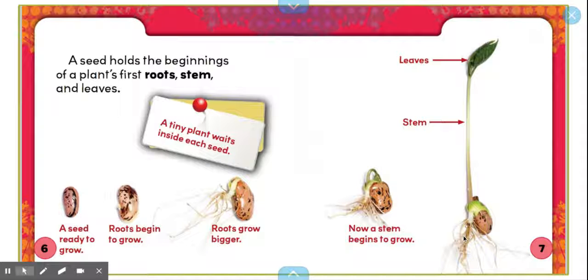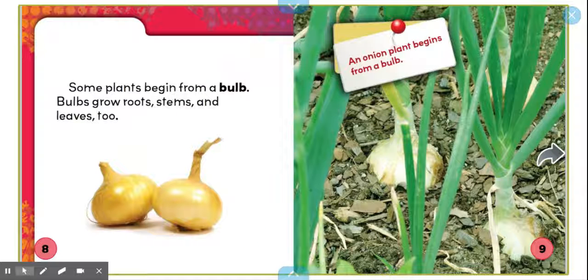Roots begin to grow. Roots grow bigger. Now a stem begins to grow. Leaves, stem. Some plants begin from a bulb. Bulbs grow roots, stems, and leaves too.